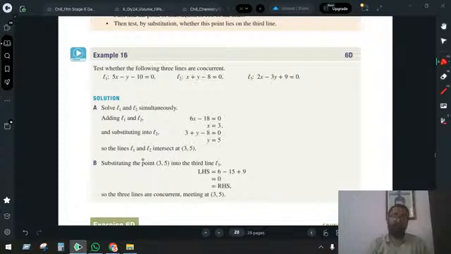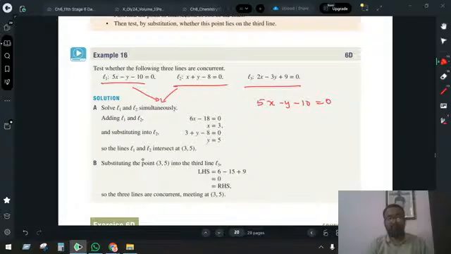Now, please understand this is important. Line 1 has been given, line 2 has been given, line 3 has been given. So here he is solving simultaneously. How can we solve simultaneously? It is 5x minus y minus 10 equals 0. It is x plus y minus 8 equals 0.